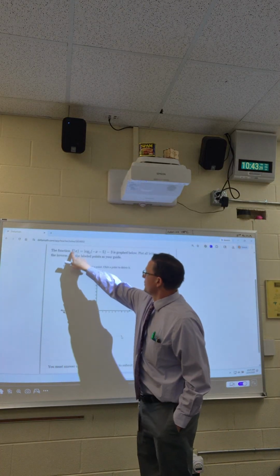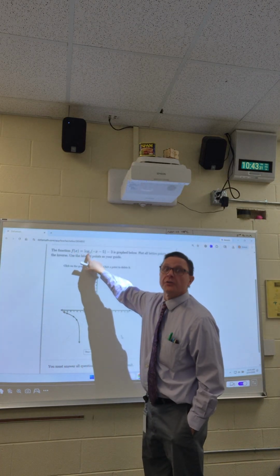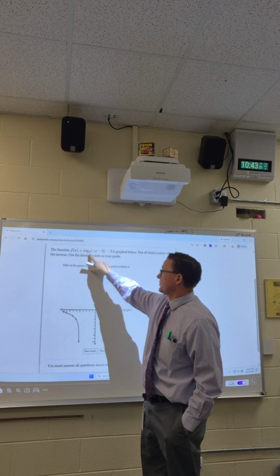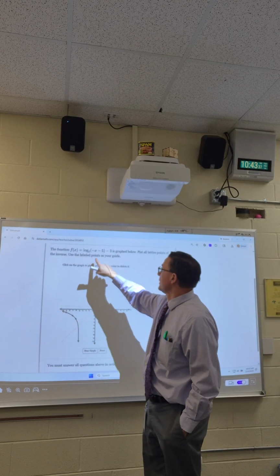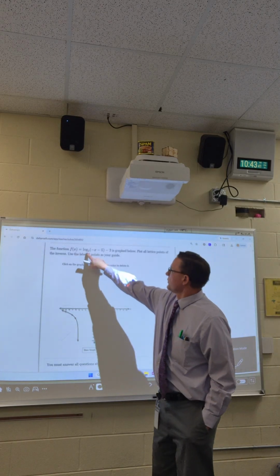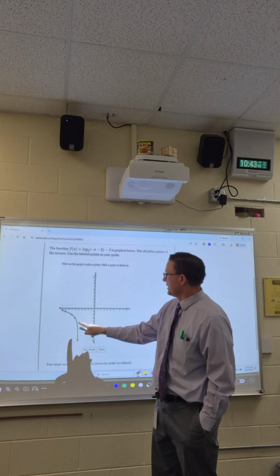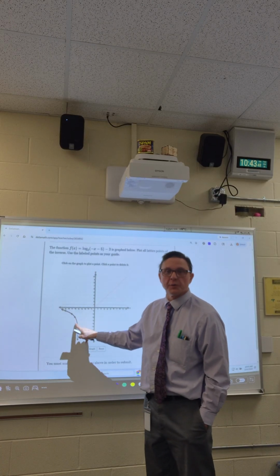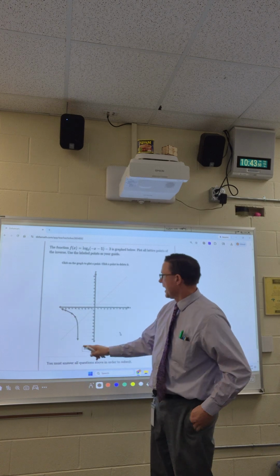It says the function f of x is a log, so the inverse of a log is an exponential. Since it's base 2, it's going to be 2 to the x. All right, and it says it is log 2 of negative x minus 5, minus 3. It gives the graph. And the first thing it wants you to do is to replot the points. So if you're going to replot the points, x and y will switch.